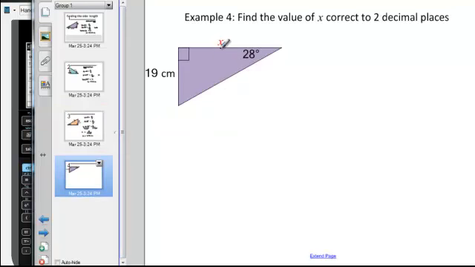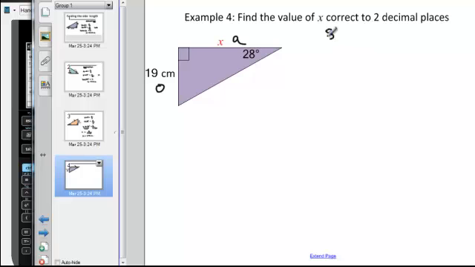Again, find x, correct to 2 decimal places. Hopefully for the first part now, you've got to label your sides and work out what trig ratio you need to use. I want to find out x, and I'm given this angle is 28 degrees. So x is the adjacent to that angle, and this 19 centimeters is the opposite of 28 degrees.